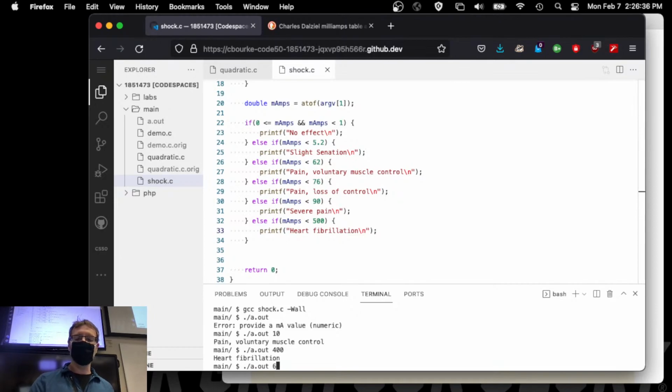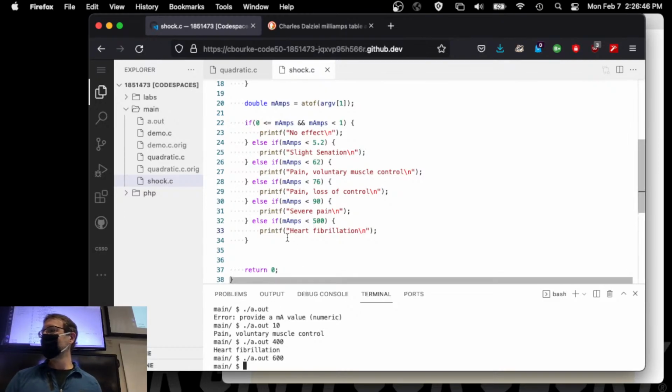What if it's greater than 500? Is that good or bad? Bad. Certain death instead. Right? So what did I not put here? You need another else statement. An else statement. I could have done this, right? And now 600, anything above 90 or above is going to print out heart fibrillation.